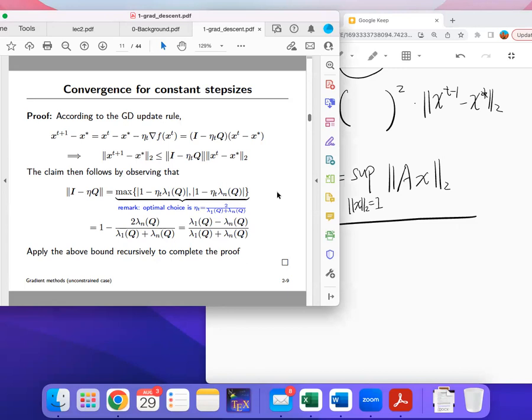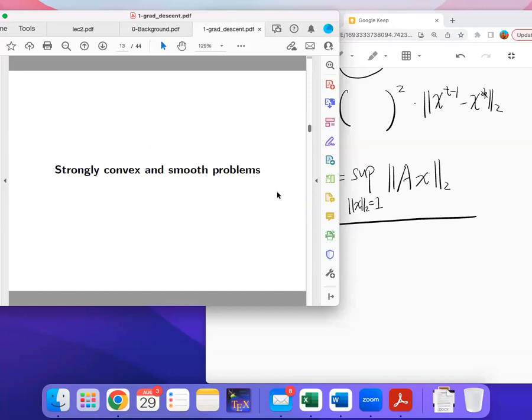So let's just end the class today, and next time we'll try to talk about strongly convex and smooth problems. This extends these quadratic problems. This is a quadratic problem; strongly convex and smooth problems are a bigger class of problems, but the analysis follows a similar spirit. So we will see it next time. Okay, I will see you guys on Thursday.